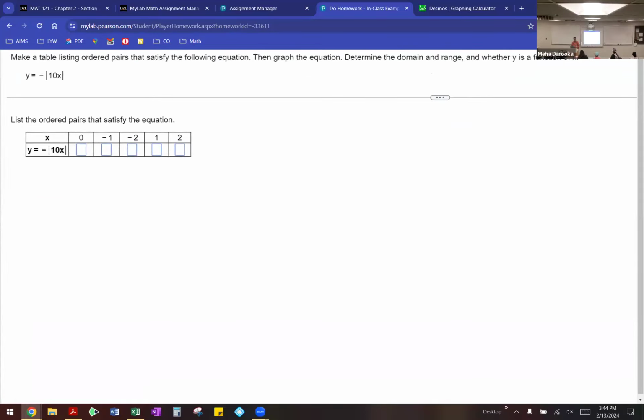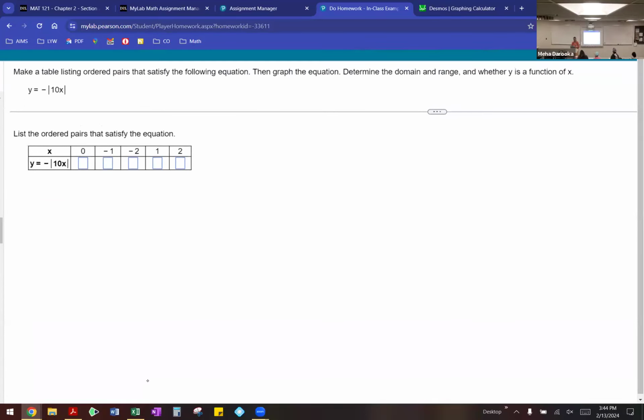So let's do this guy with absolute value, and this one is y equals negative 10x. And you will see there's a negative on the outside of the absolute value, so that's actually going to change what this graph is going to look like. You've given the x values over here, and we have to find their y values. So let's start with negative on the outside, 10x, and our first x value was 0, so what will this value come out to be for y?